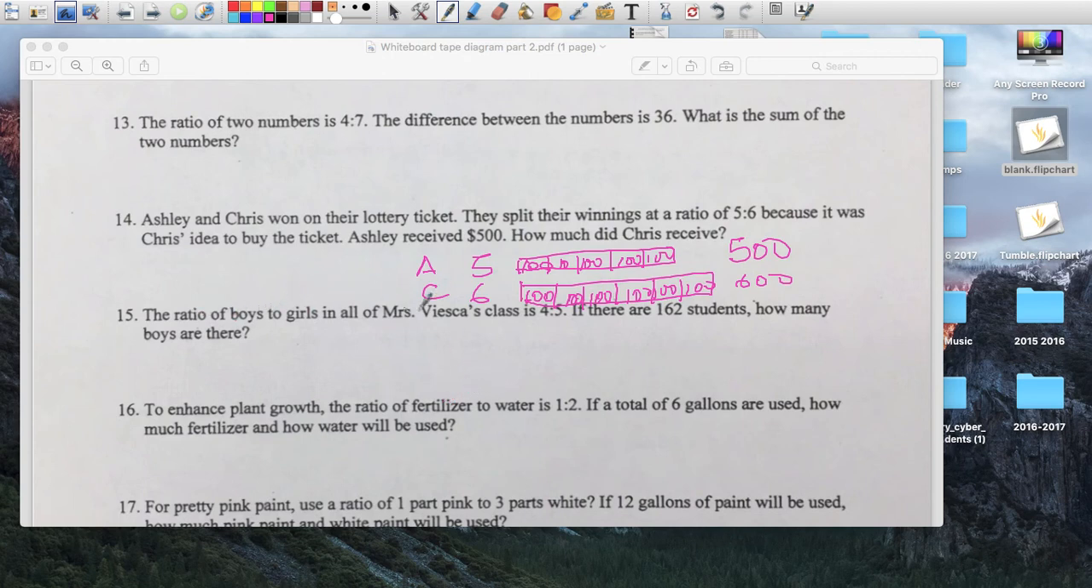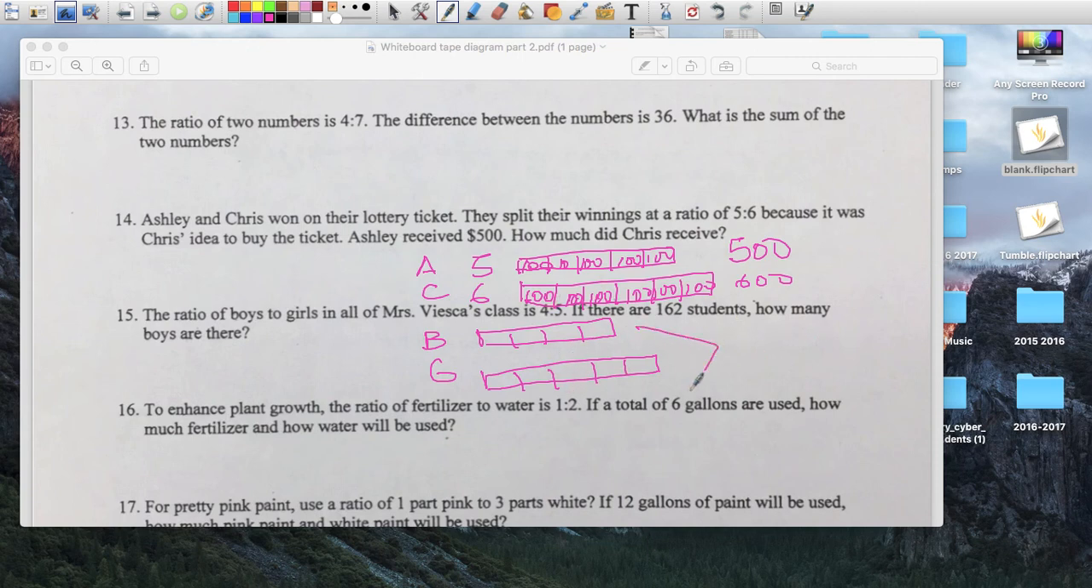The ratio of boys to girls in Mrs. Smith's class is 4 to 5. For boys and girls, 4 to 5. 1, 2, 3, 4. And then we're going to go 5. 1, 2, 3, 4, 5. If there are 162 students, how many boys are there?